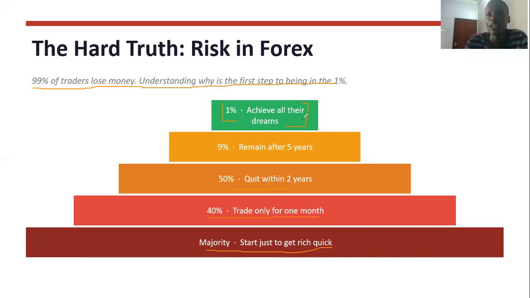But because you're risking, that's the risk in Forex. So that's the truth about it. Once you know this and you work on yourself, you're able to grow and be among the top 1% within the financial markets. So that's what this lesson is about.